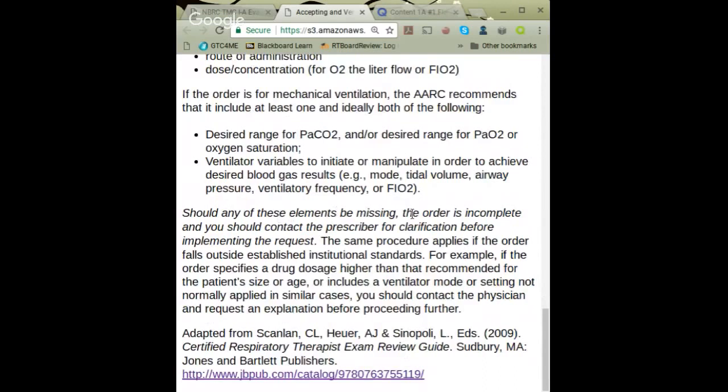Should any of these elements be missing, the order is incomplete and you should contact the prescriber for clarification before implementing the request. The same procedure applies if the order falls outside established institutional standards. For example, if the order specifies a drug dosage higher than that recommended for the patient's size or age, or includes a ventilator mode or setting not normally applied in similar cases, you should contact the physician and request an explanation before proceeding further.